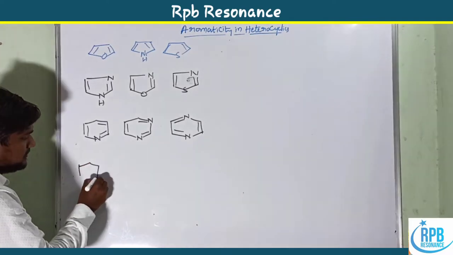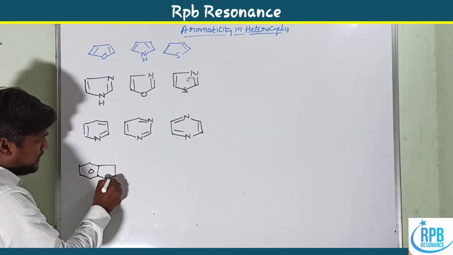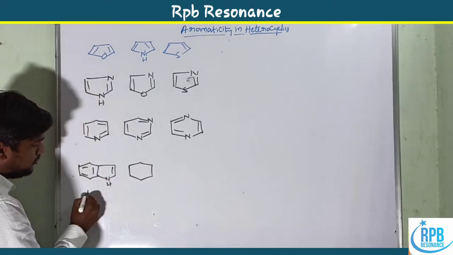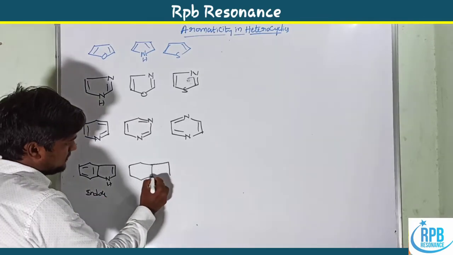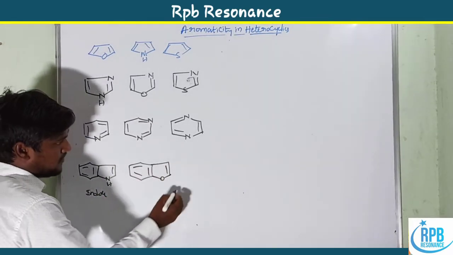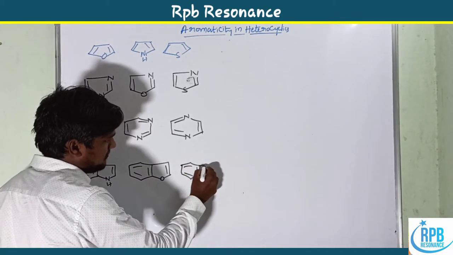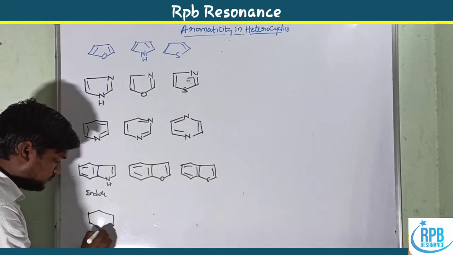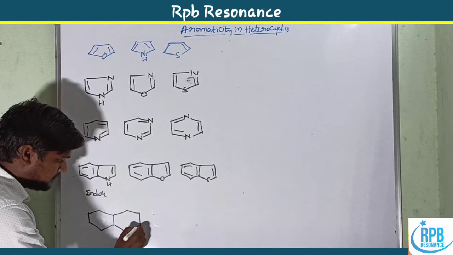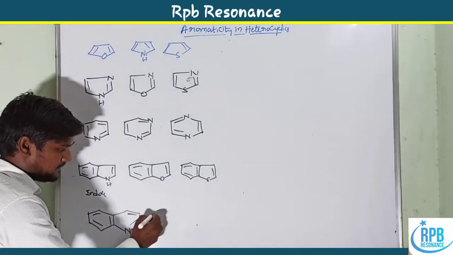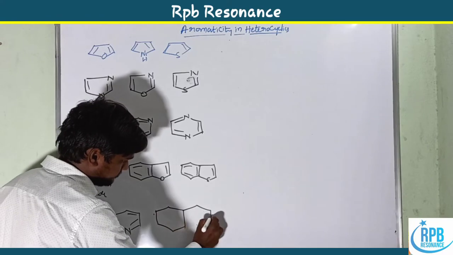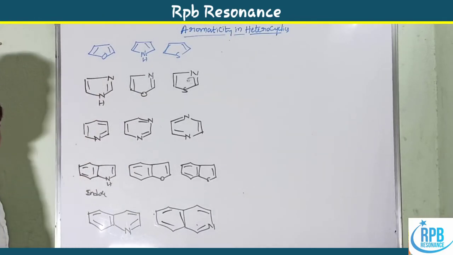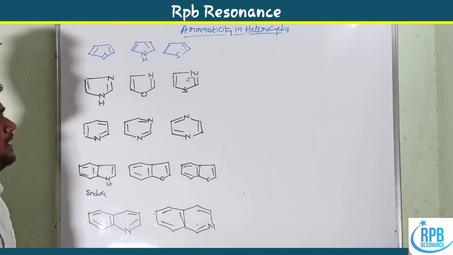Again, fused rings. This is benzene with a 5-membered ring, that of pyrrole, benzopyrrole. Simply it is called indole. Benzopyrrole with different atoms, benzofuran. Another final one is benzothiophene. Now again, benzo fused rings, two 6-membered rings with mono-hetero atoms, that is nothing but quinoline. This is the antimalarial drug. Now, isoquinoline. This is the isoquinoline. Okay, these are the core moieties of antimalarial drugs.